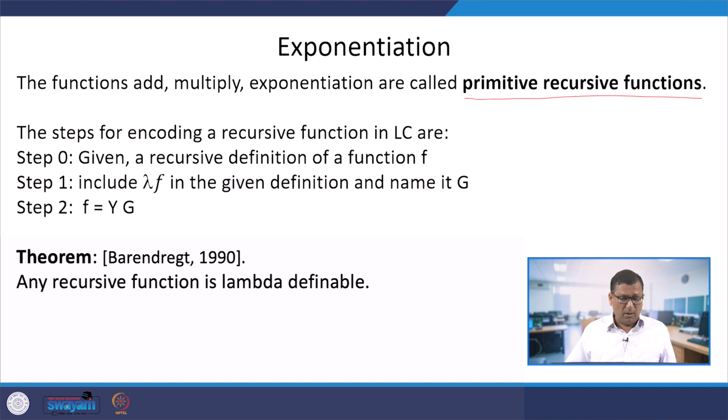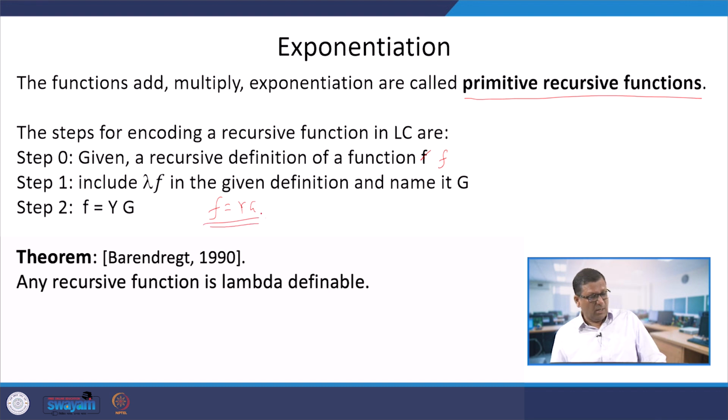So the strategy for writing a recursive function in lambda calculus is to start with the recursive definition of the function. That means either it is given to you or you can build it up from some elementary knowledge. So assume that it is given. If the function is f, we include f as a parameter and call the result g. Then our claim is that f will be Y g. This will be the lambda encoding. There is a nice theorem given in Barendregt in the Handbook of Theoretical Computer Science, volume B, which says any recursive function is lambda definable. That means if we know that a function is recursive, then you can always have a lambda encoding for it.